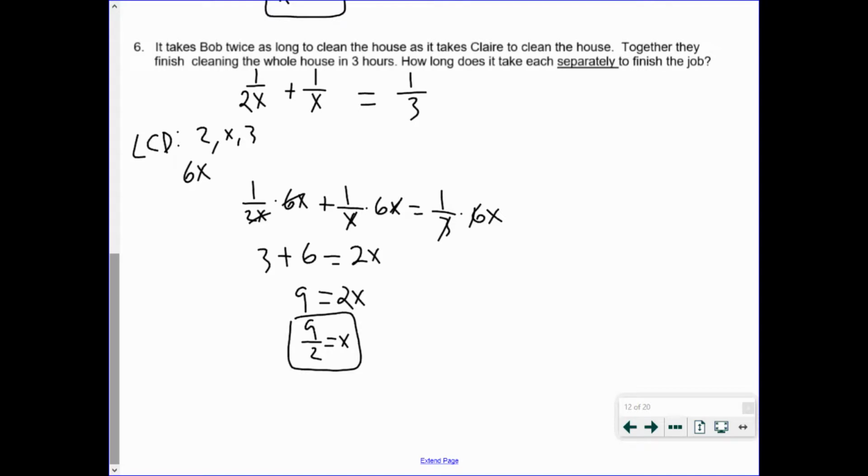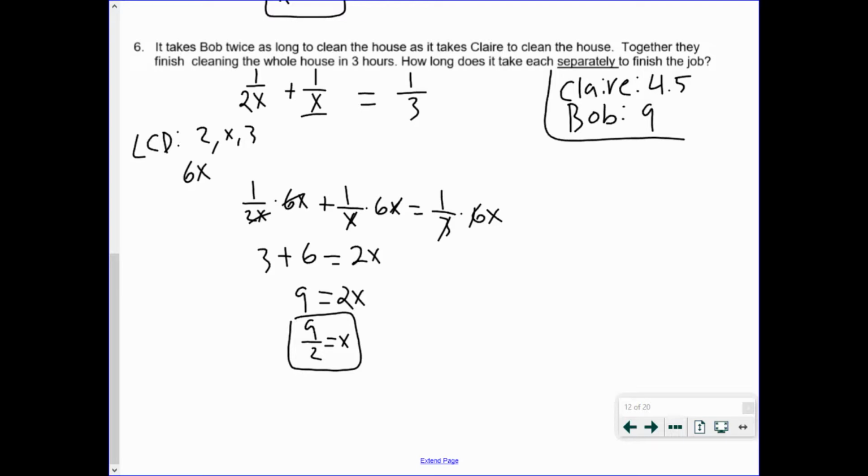So that x value we said is Claire's time. So if you write up here in the top right corner, we'll say Claire, her time is 9 over 2, which is 4.5. So it takes her 4.5 hours to clean the whole house. And we said Bob takes twice as long. So if Claire's time was 4.5, Bob's is going to be 9. All right?